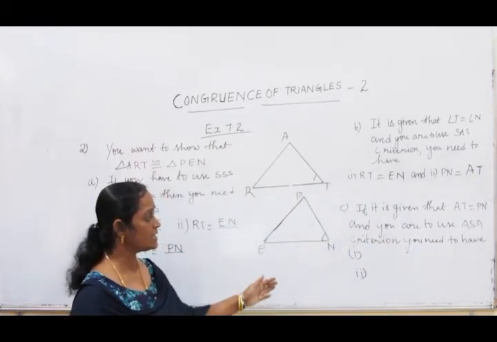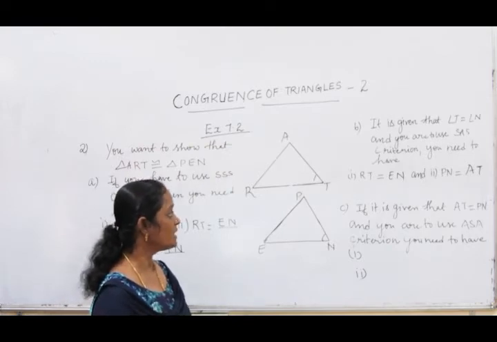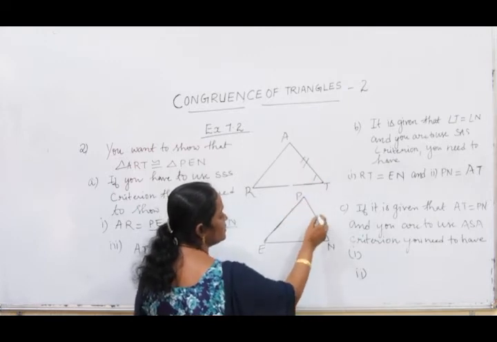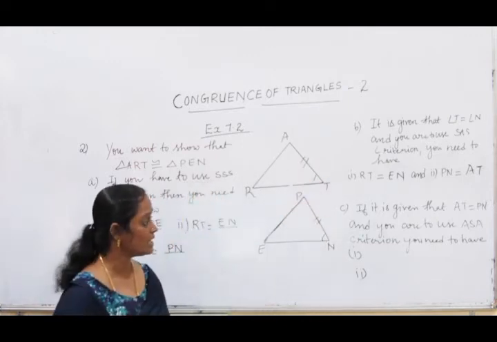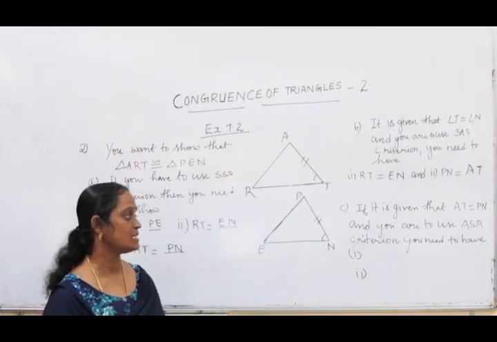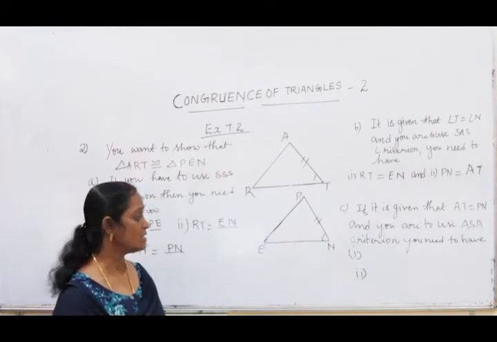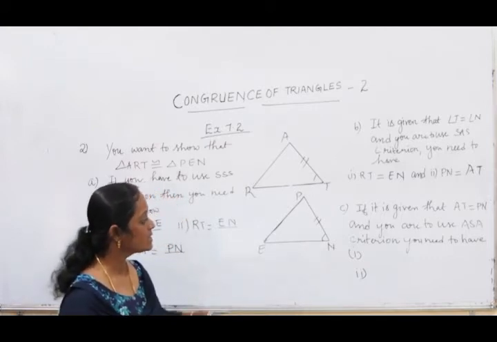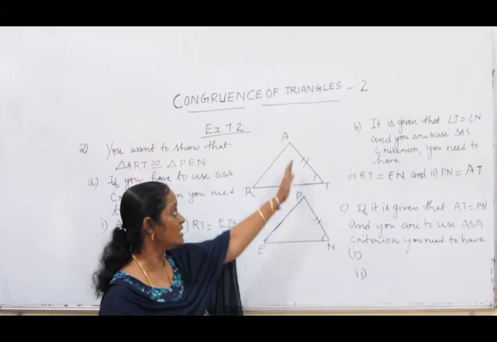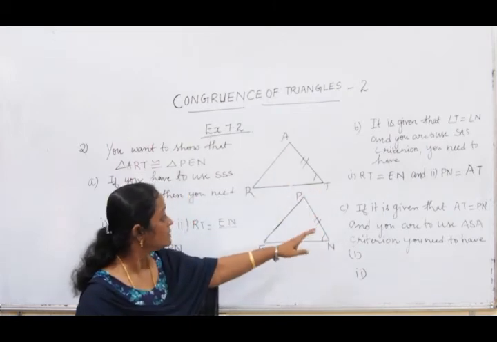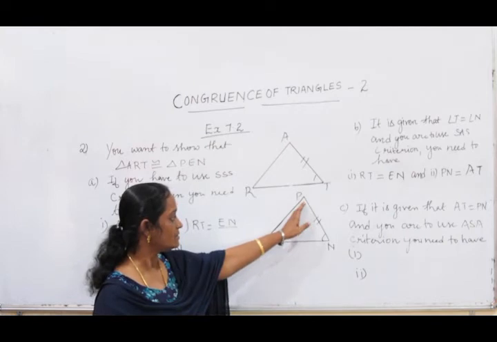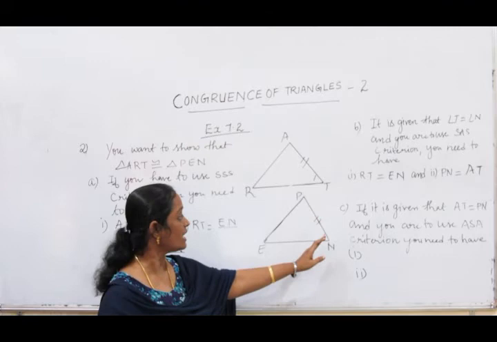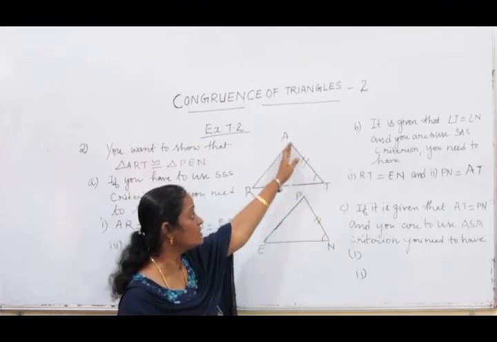Next, the third one. It is given that AT is equal to PN, AT और PN equal हैं, and you have to use ASA criteria, angle side angle criterion. यहाँ पर कुछ भी नहीं दिया हुआ है, ASA criterion यूज़ करना है. सिर्फ ये जो side है ये equal दिया है, AT is equal to PN. So this side is included between angle P and angle N. Here also AT is included between these two angles.